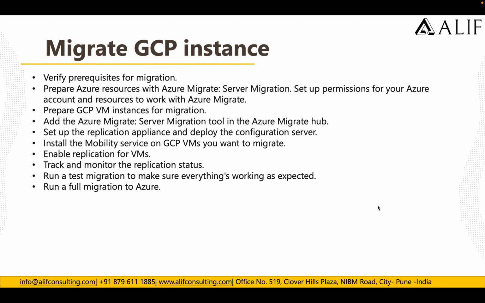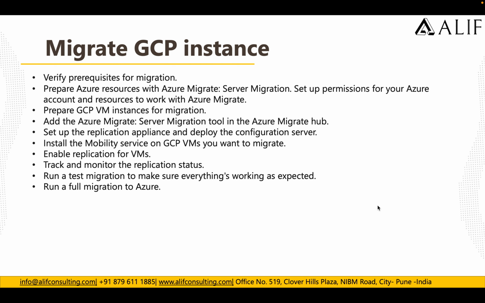In our last video, we prepared the GCP instance and the Azure Migrate project. We added the Azure Migrate tool, installed the mobility agent, set up the replication appliance, and enabled the replication of the VM from GCP to Azure. Once the replication is completed and the VM is fully protected at the Azure site, we now have the capability to do the migration.